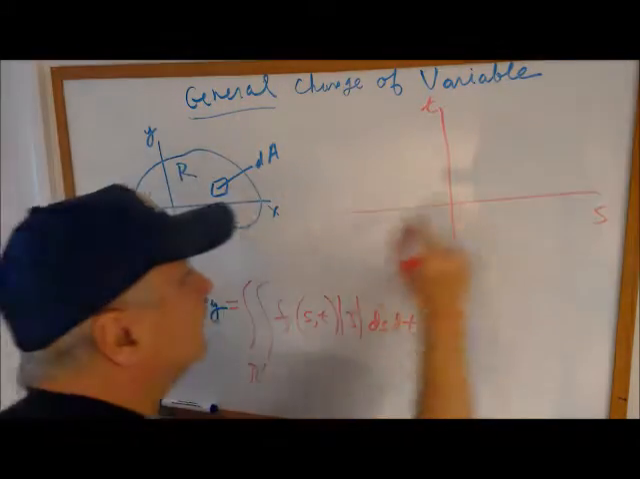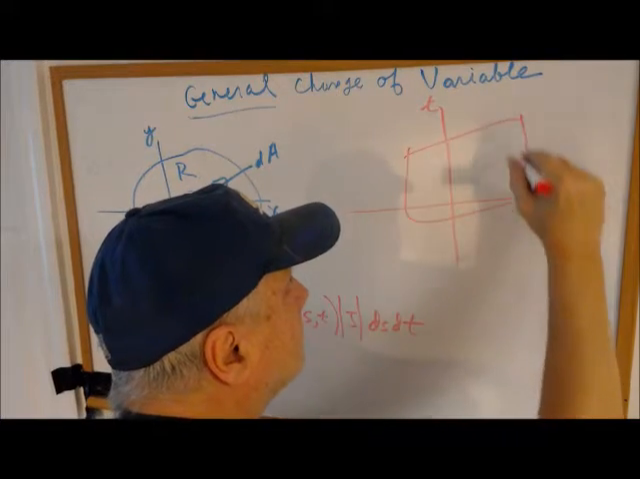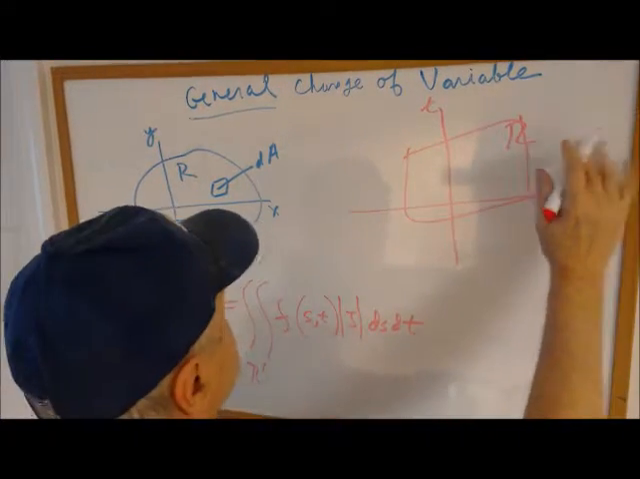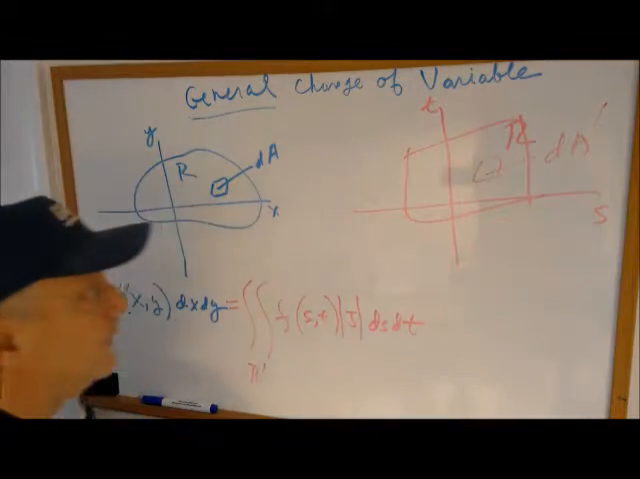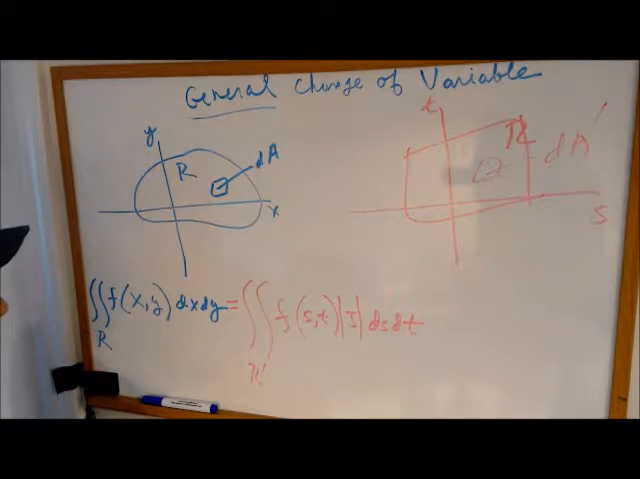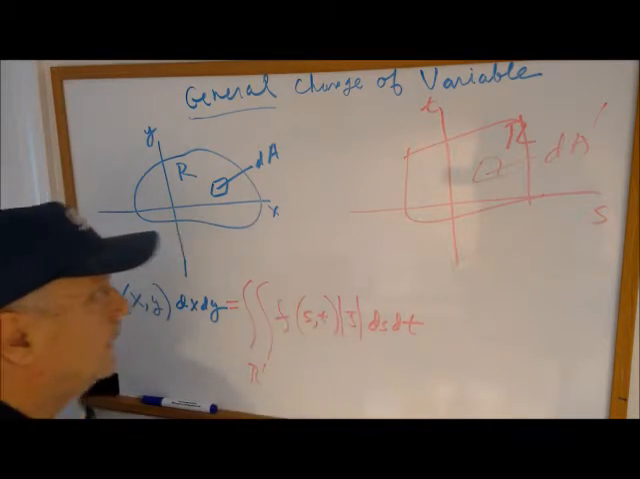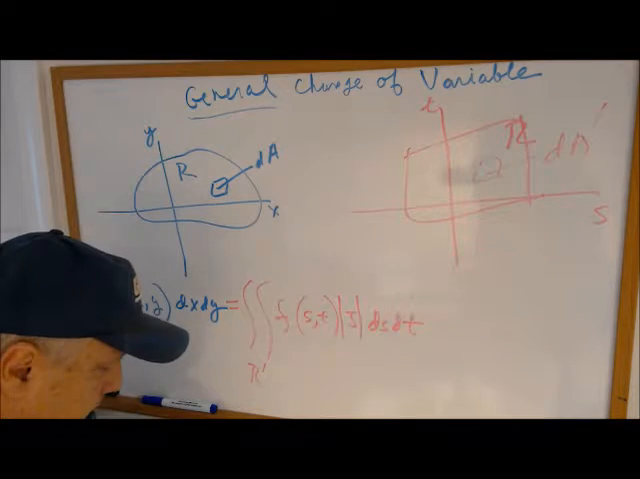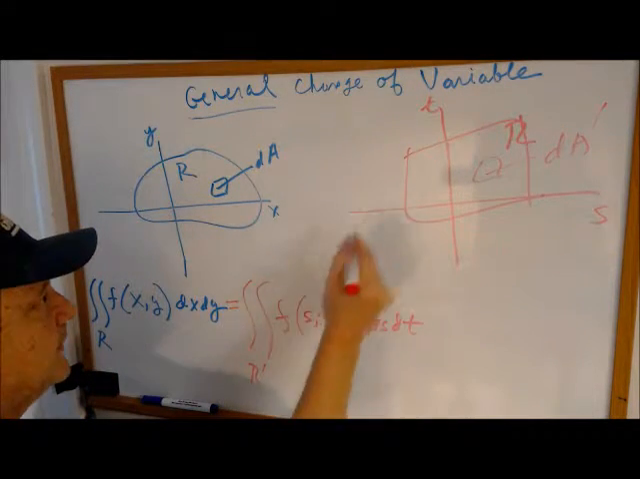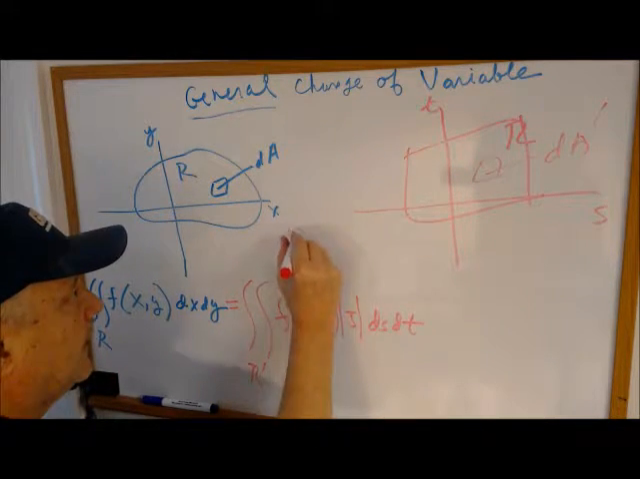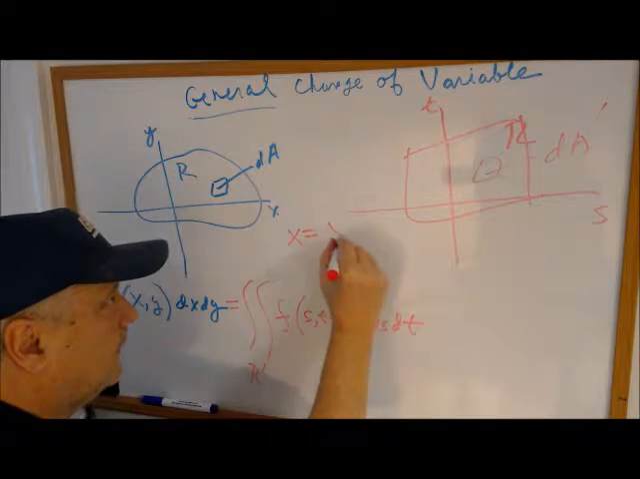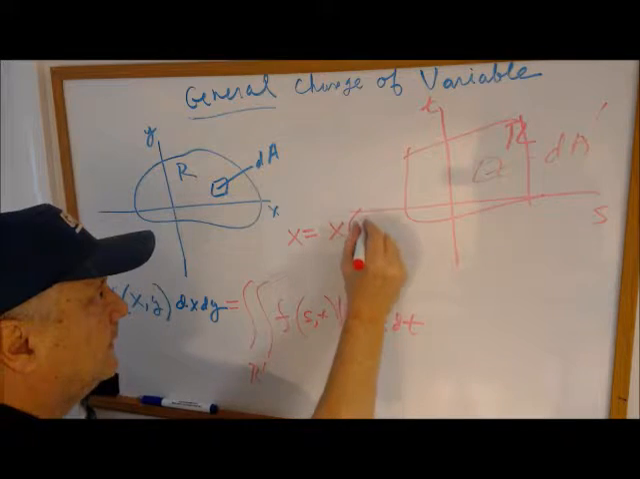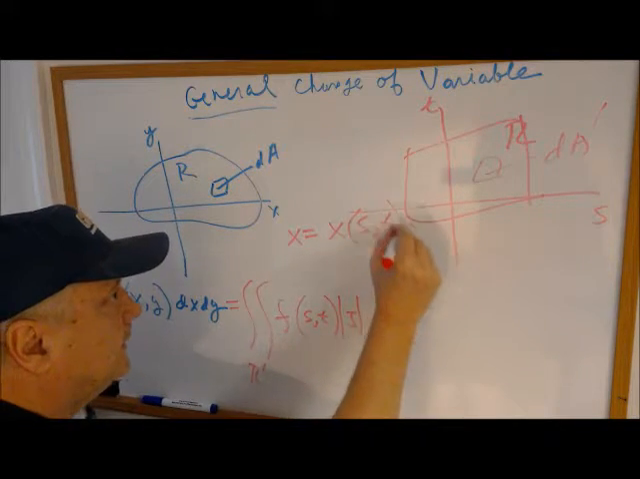So R turns into dA prime, like before. The picture's the same. And all we have to do is come up with that transformation. So let's assume in general the transformation is x is equal to some function, and we'll call the function x, in s and t.